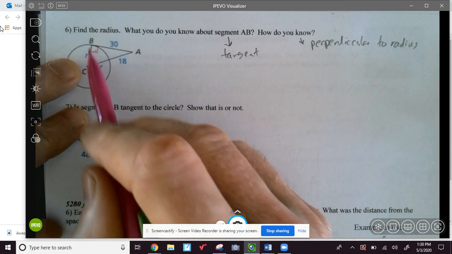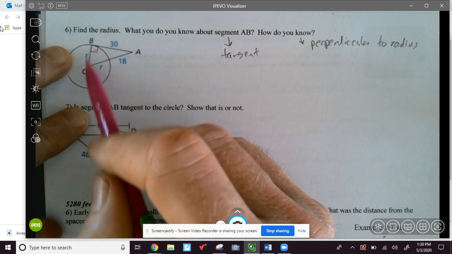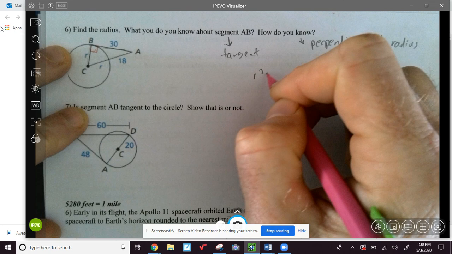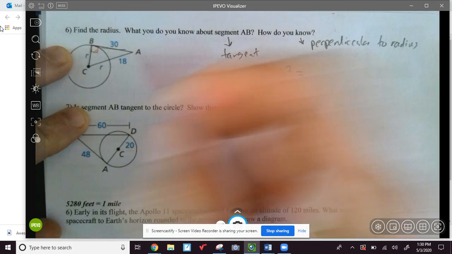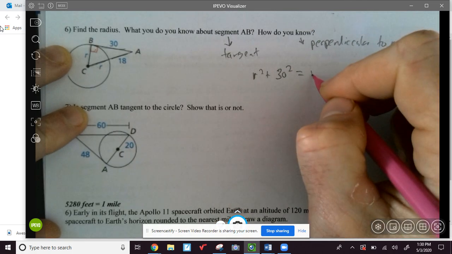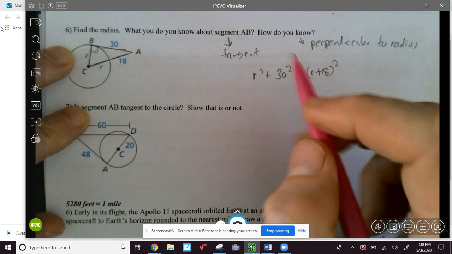All right, so we got to solve for the radius. What is the radius? So I have a right triangle, so I want to use Pythagorean theorem. Well, this is a leg and that's a leg because they form the right angle. So we have r squared plus 30 squared equals, now that part's r and that part's 18, r plus 18 squared.